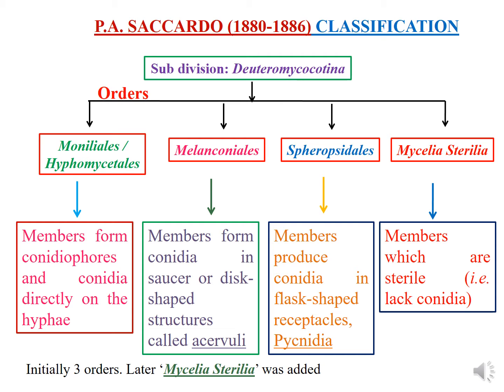What P.A. Saccardo did was, he classified the Deuteromycotina subdivision into 3 orders initially, that is the Moniliales, which is also known as Hyphomycetales, the second one Melanconiales, and the third one Sphaeropsidales. After proposing these 3 orders, later Mycelia sterilia was included. How did they classify the subdivision Deuteromycotina into 3 orders?